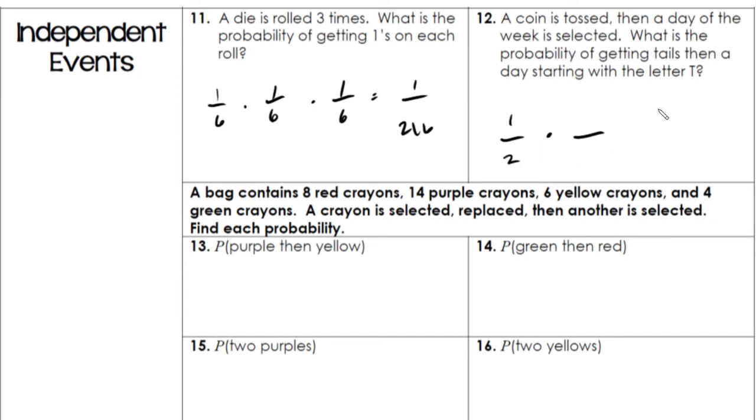It's a 1 out of 2 chance to get a tails, and then a day starting with the letter T. So you got Sunday, Monday, Tuesday, Wednesday, Thursday, Friday, Saturday. Those are your 7 days of the week. 2 of them start with T, so it's 2 over 7. That reduces into 1 over 7.